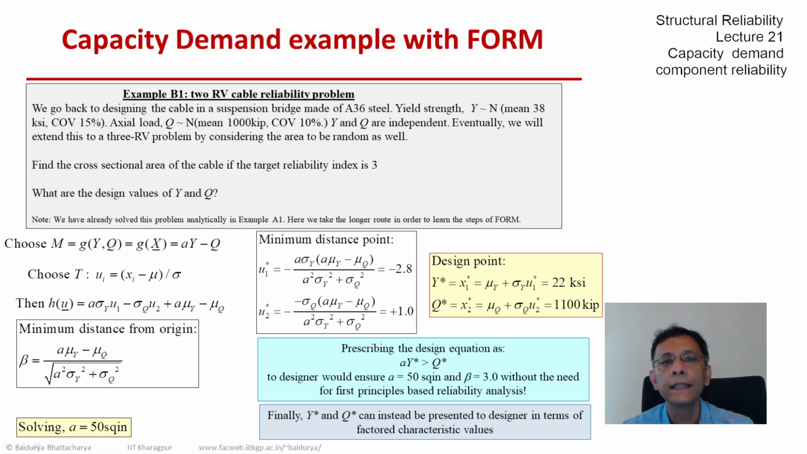Later on we'll see that we don't have to present these design values per se, but we can present them in terms of nominal values, which the designer is more comfortable with, and present some factors to multiply these nominal values to get y star and q star to satisfy the purposes of reliability.